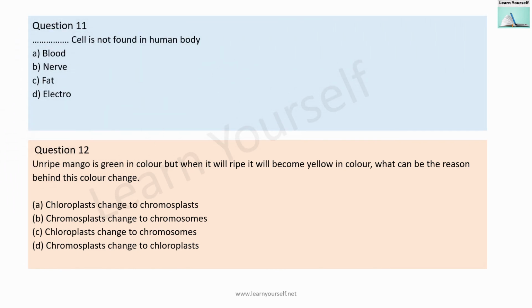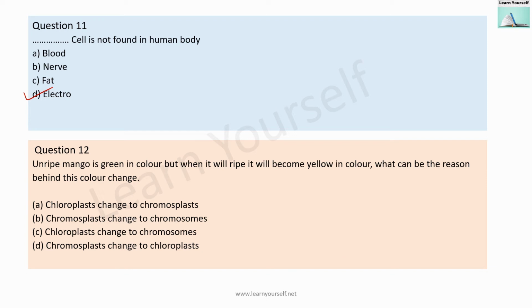Question number 11. Which cell is not found in human body? Blood, nerve, fat, and electron. We know that blood cells, nerve cells and fat cells are present in human body, whereas electrocell is not present in human body. So the correct option is electrocell.